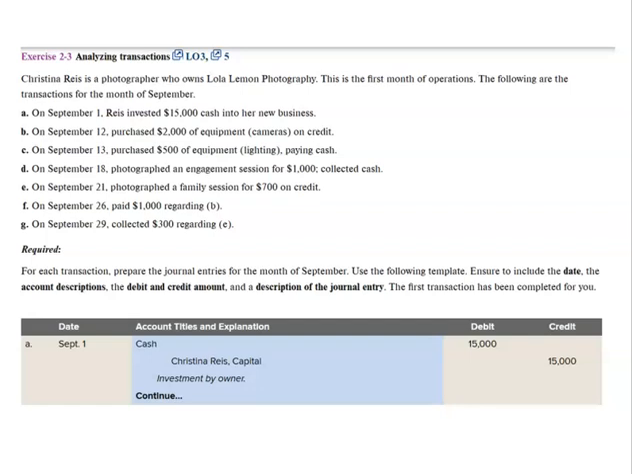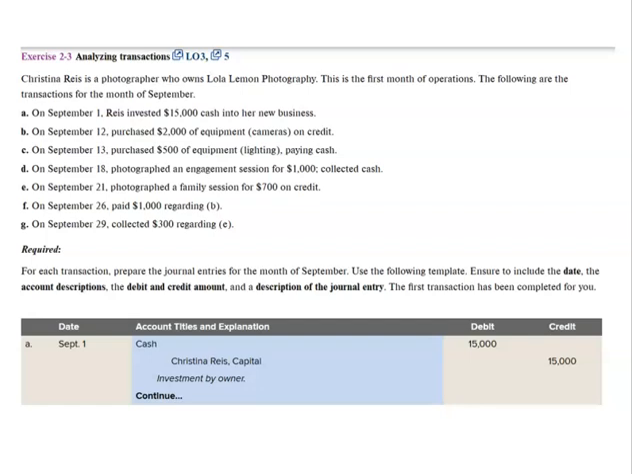Okay, so Reese invested 15,000 cash in her new business. So we know cash has been increased in the business by 15,000, and the amount of capital that Reese has in the business is also increased by 15,000, which makes it a credit because the capital account's normal direction is a credit.